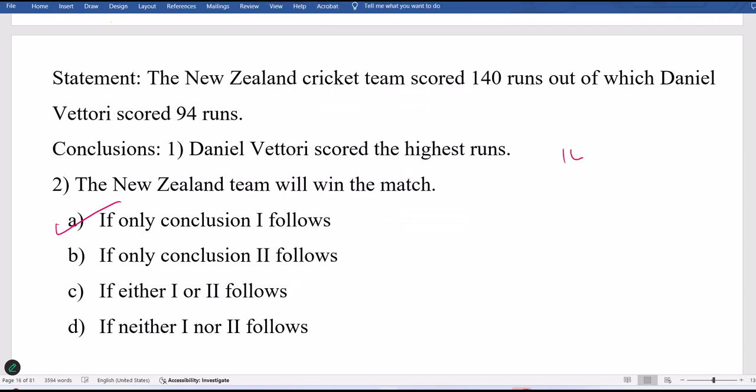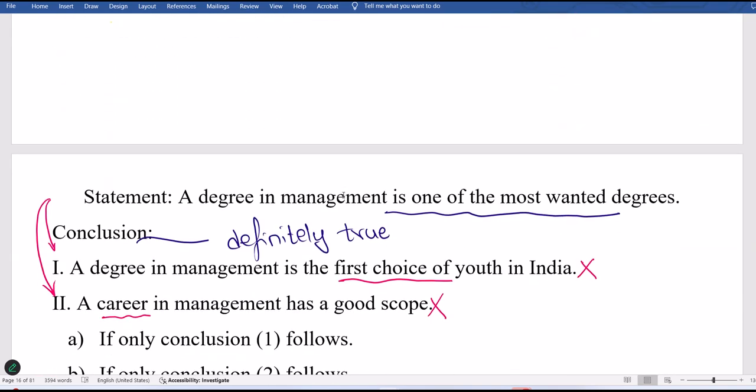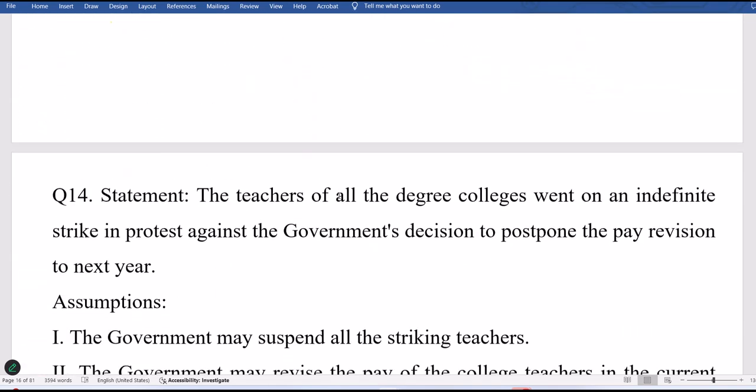Only one follows, right? Because if the score is 140 and Daniel Vettori has 94, then clearly he is the highest. The remaining people, what are their scores? It's less than half. When you get more than half, you are the highest, right? So only one follows, definitely correct. That's the good thing in this type of questions.